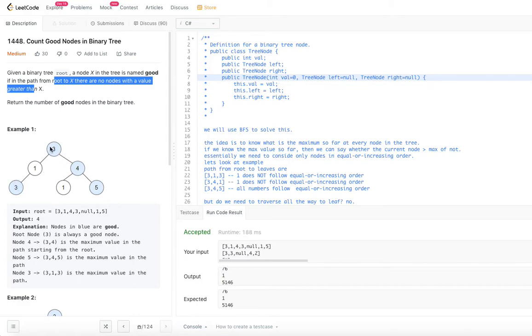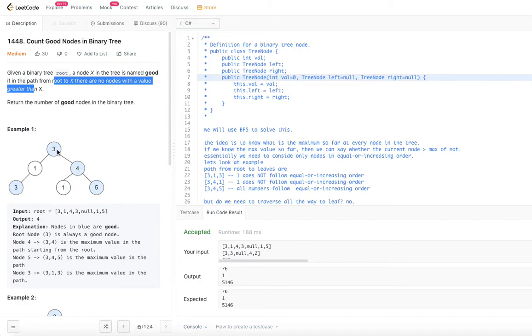So let's go on to the right subtree of the root node. We went to the first node, that is 4. We are at 4. Is there any node greater than 4 from the root? No. Then we consider 4 also as a good node. So how many nodes so far? 3 nodes. And now go to the left subtree.